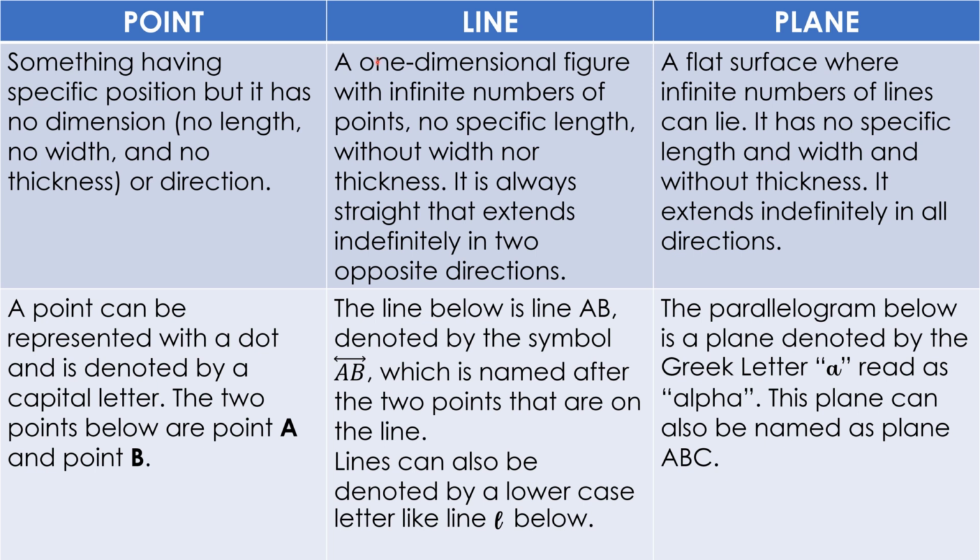Now, let's have here line. A one-dimensional figure with infinite numbers of points, no specific length, without width nor thickness. It is always straight that extends indefinitely in two opposite directions. The line below is line AB, denoted by the symbol line AB, which is named after the 2 points that are on the line. Lines can also be denoted by a lowercase letter, like line L below.